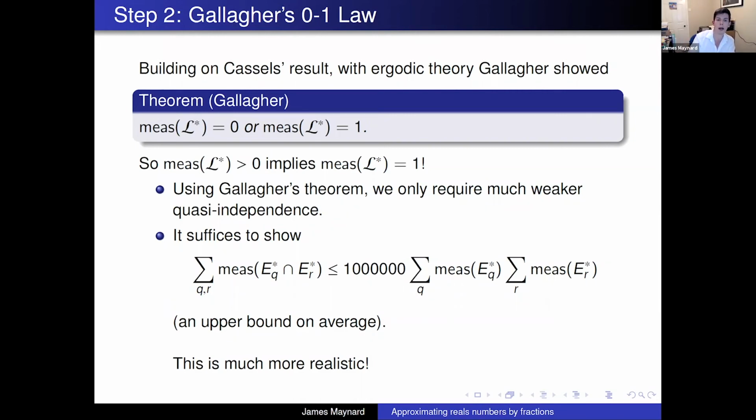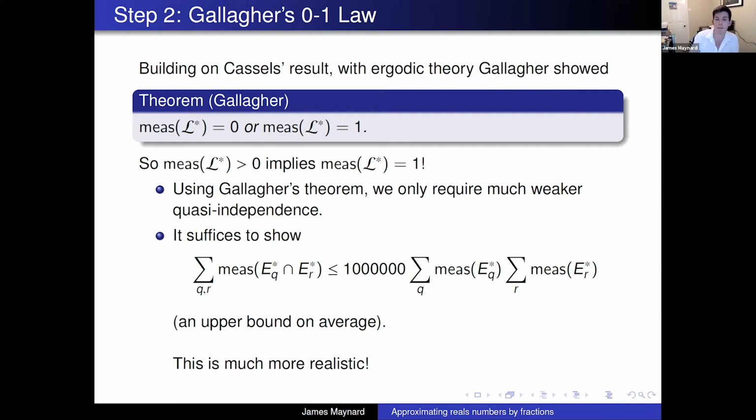So there's this much weaker condition for quasi-independence where you're allowed to lose some huge constant factor like 1,000,000, and you only need to show it on average. And if you can do this, then that's sufficient to show that the measure of your original set is positive. And a priori, that'd be a much weaker result. But thanks to this 0-1 law, we know that either the measure is 0 or the measure is 1. And so it automatically becomes full measure as soon as we've shown that it's positive.